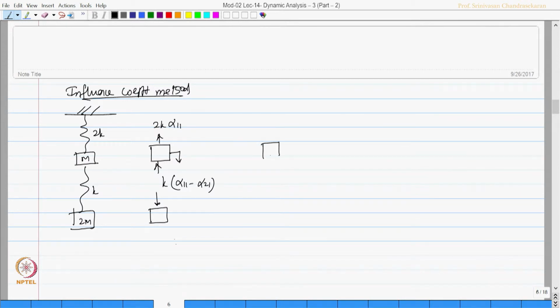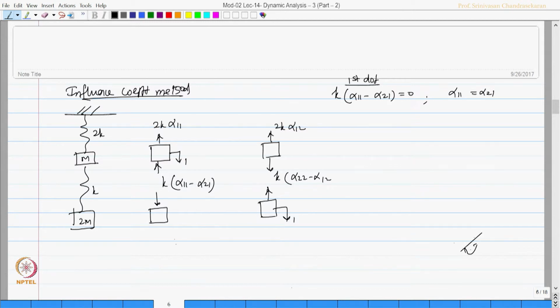Similarly, for the second degree, give unit force here. So, this is going to be k times of alpha 2 2 minus alpha 1 2, and this is going to be 2k of alpha 1 2. So, let us write down for the first degree, we say this is unity, this is unity. So, k of alpha 1 1 minus alpha 2 1 is equal to 0, which implies that alpha 1 1 is alpha 2 1.